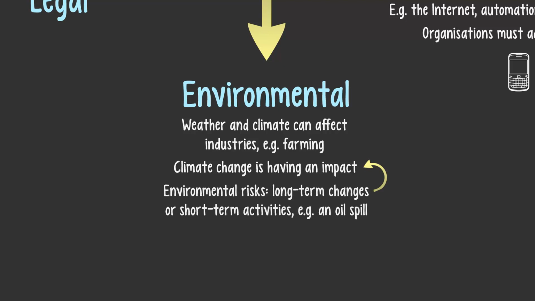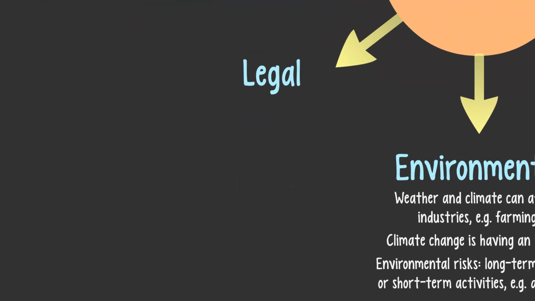Environmental risks can also refer to not just the longer term changes such as climate change, but short term activities such as if an oil company spills oil in the ocean. Well, of course, that's going to have huge problems for the organisation that has done so. They're going to be fined, and also they're going to suffer huge reputational damage. Okay, what we're going to do now is move around to the last factor now, and that's legal.